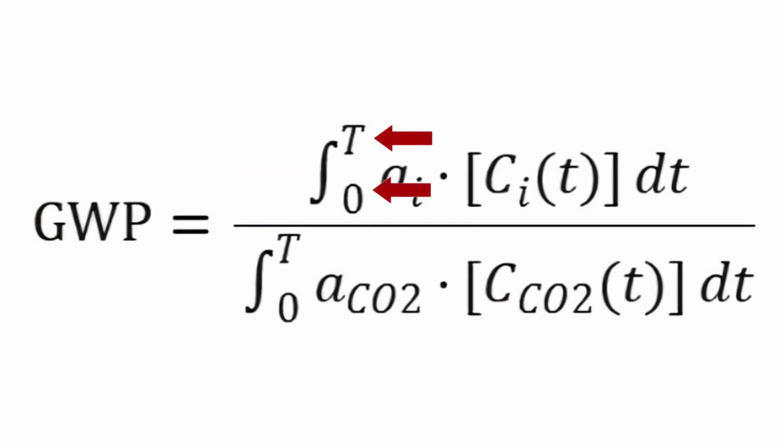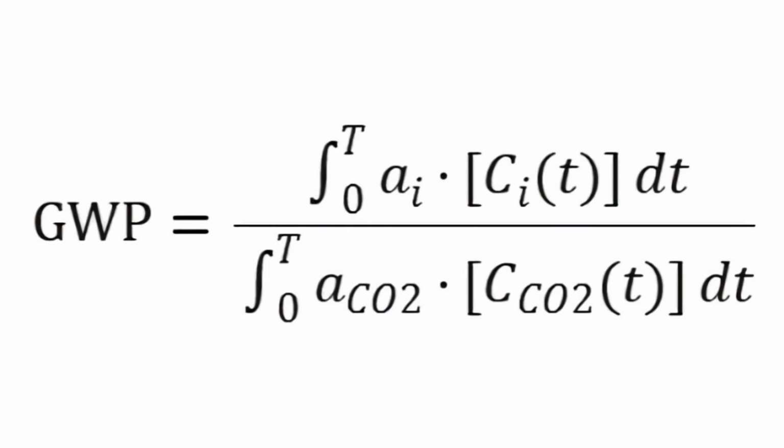By using the funny S symbol, along with the 0 and the T, the formula indicates that the calculation repeats from time 0 until the time horizon, indicated by T. All the values from these multiple calculations are integrated or summed together as a whole, thus the name integral. T represents the time horizon, in other words, the number of years over which the GWP is being calculated. A sub I represents the radiative efficiency of the greenhouse gas for which the calculation is being performed, and C sub I is the time-dependent amount of gas in the atmosphere.